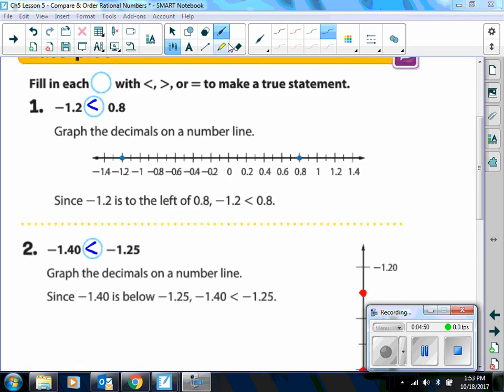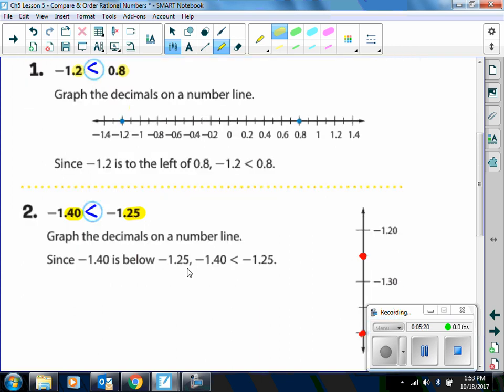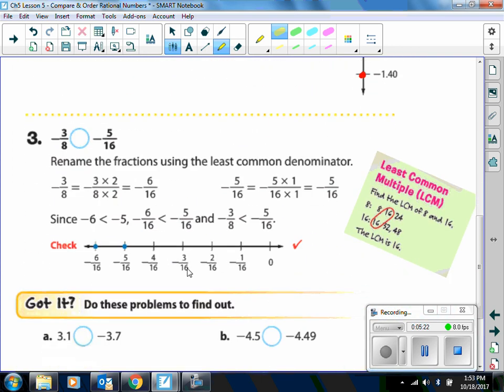Now, I want you to notice up here that we have the decimals there. They're both to the tenths place, right? Here, these decimals are both to the hundredths place. When you are comparing rational numbers, they have to be to the same place value. When you have decimals, you have to have them to the same place value. Is everybody clear? Now, what do you think happens when we have fractions?